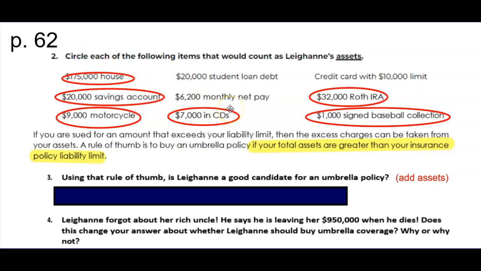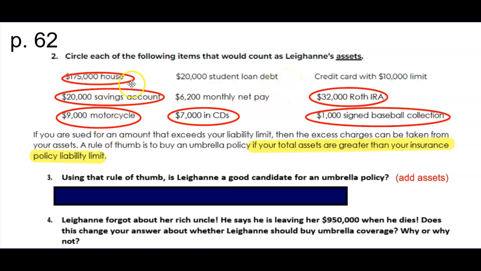Top of page 62, let's look at her assets. I have circled the ones that are considered assets here. Assets are things that somebody owns that have value. It is not something that is rolling income, like your monthly pay. That is not considered an asset because it's month to month, or week to week. It is not something that you can tangibly hold. A credit card is not an asset because you always have to pay it back. Student loan debt is actually a liability. It is not an asset.